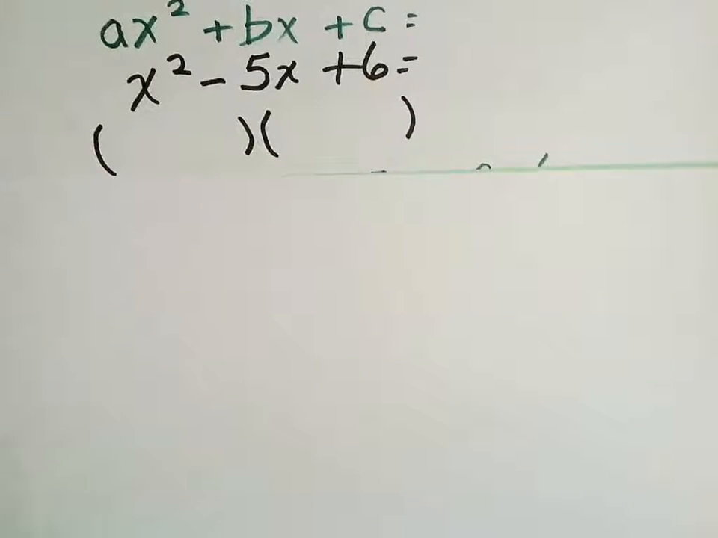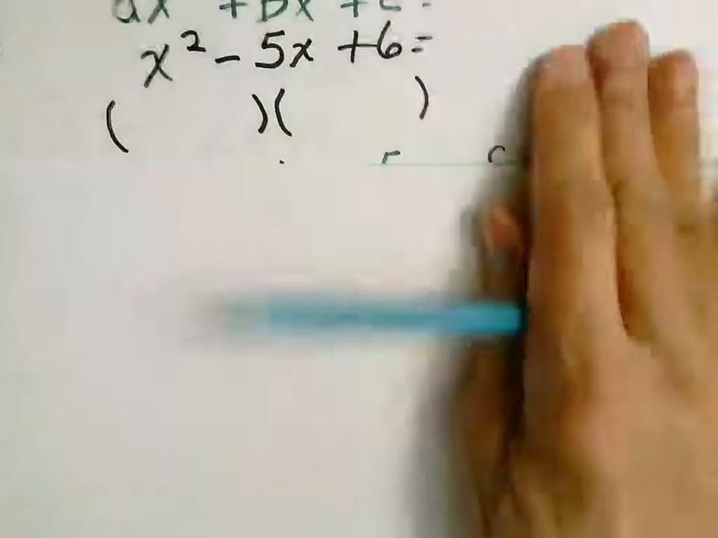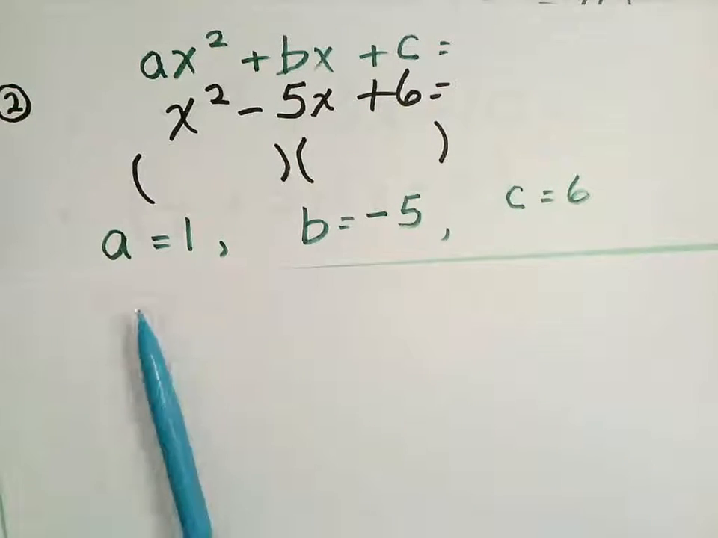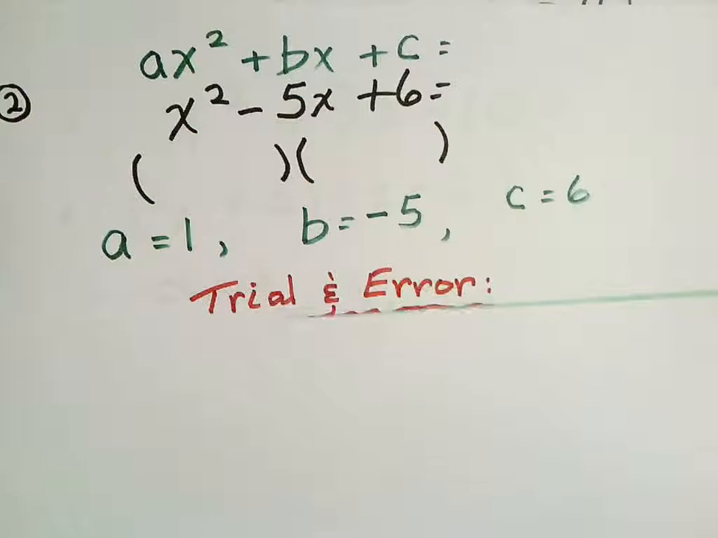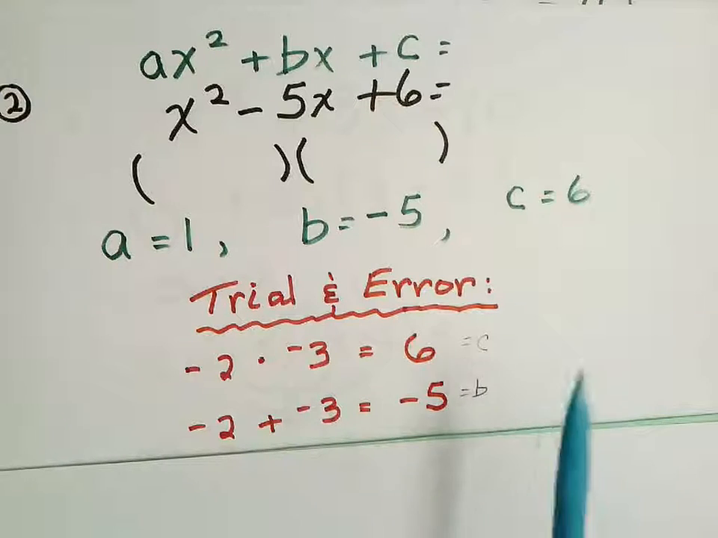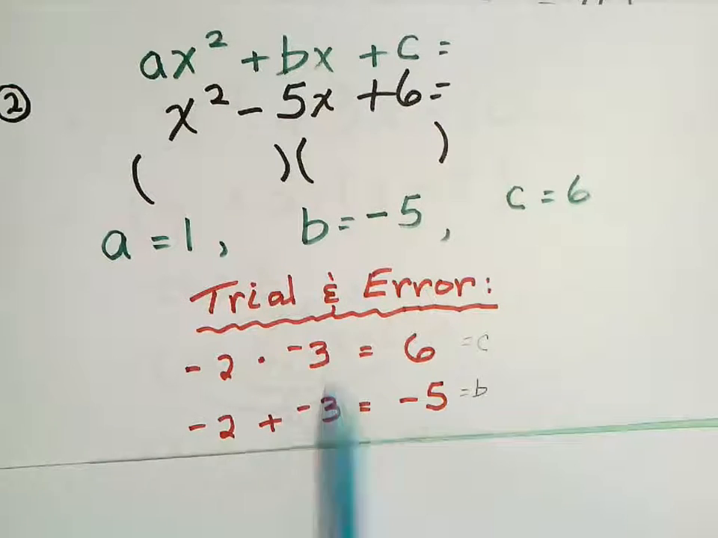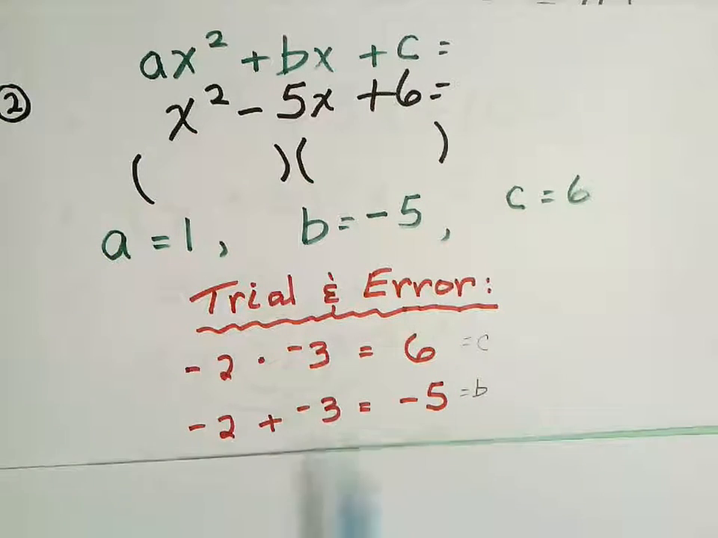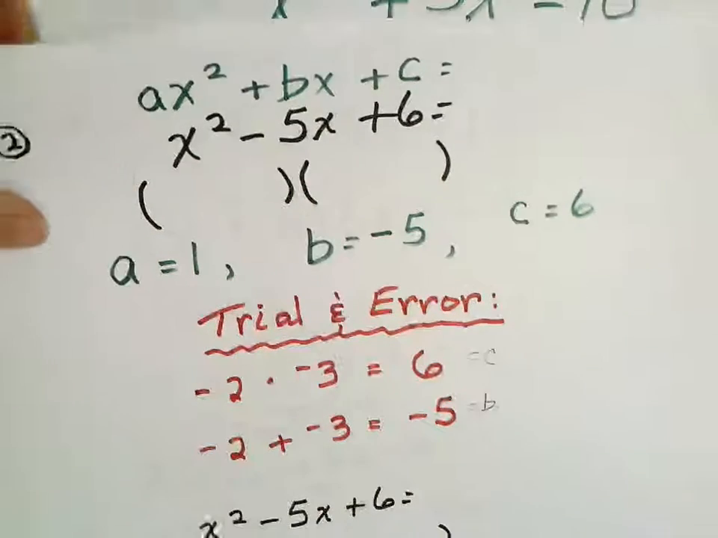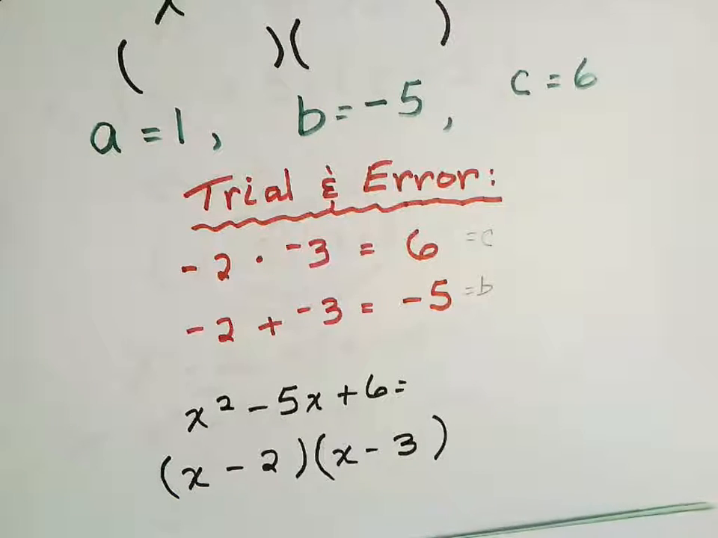So here we're going to have x squared minus 5x plus 6. We identify the a, the b, the c. Trial and error. We want two factors of 6 that add up to give us a negative 5. And you see negative 2 times negative 3 is a positive 6. But when we add them up, we get the b, which is a negative 5. So then we simply come down here. We have our two parentheses, and we put the quantity x minus 2 times the quantity x minus 3.